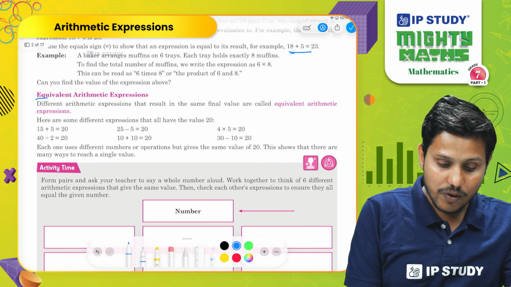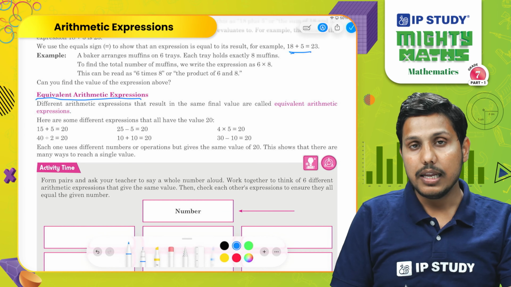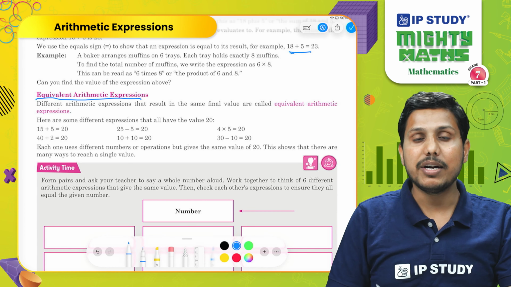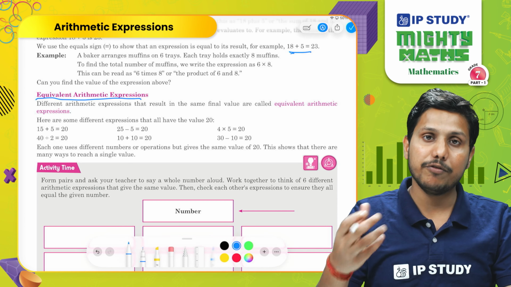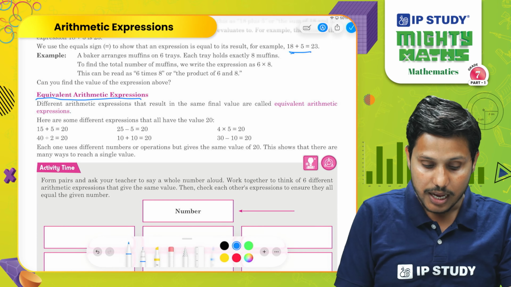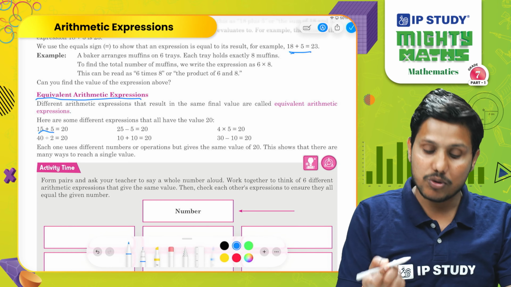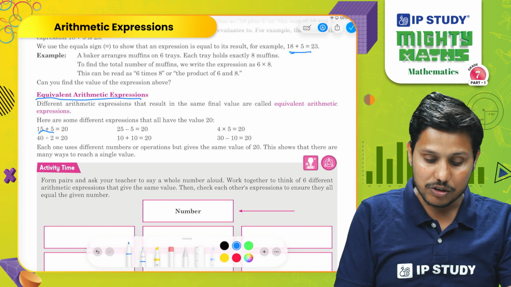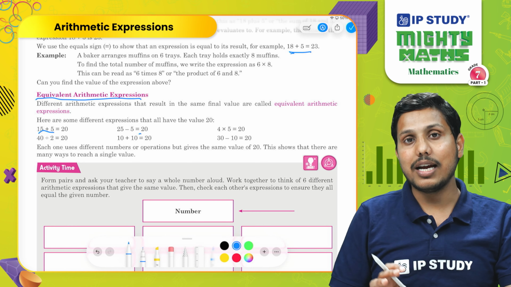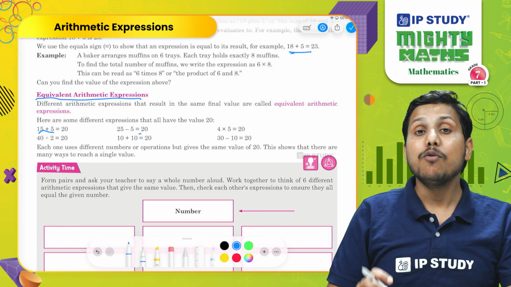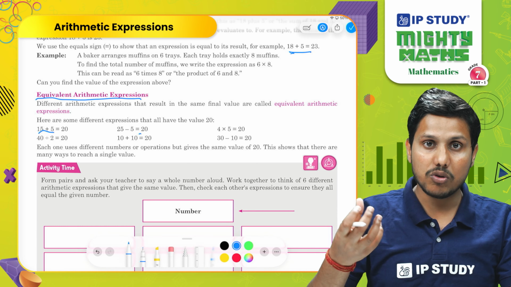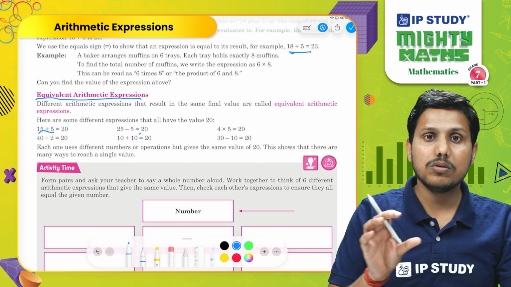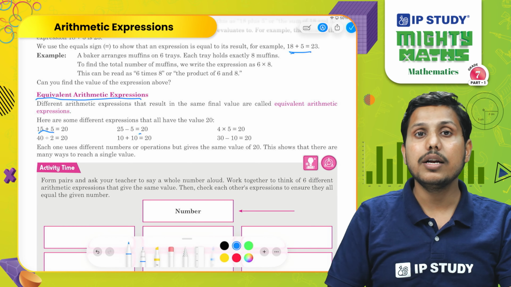Next is equivalent arithmetic expression. There can be various arithmetic expressions which result in the same value. Like if we have 15 plus 5, it is 20. 25 minus 5, it is also 20. So expressions, either complex or simple, which give the same result on solving them, are called equivalent arithmetic expressions.